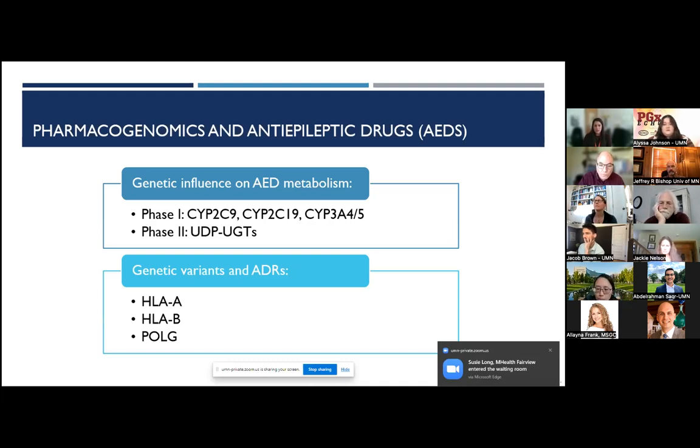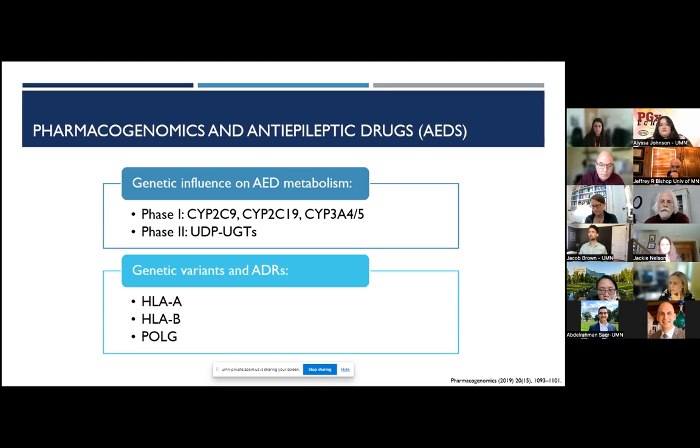There is conflicting evidence on how the expression of transporters like P-glycoprotein can affect drug response and resistance, but we do know that HLA polymorphisms can impact the likelihood of certain reactions like cutaneous reactions and liver injury. And then finally, gene mutations in the mitochondrial POLG gene can increase the risk of liver failure from certain medications.